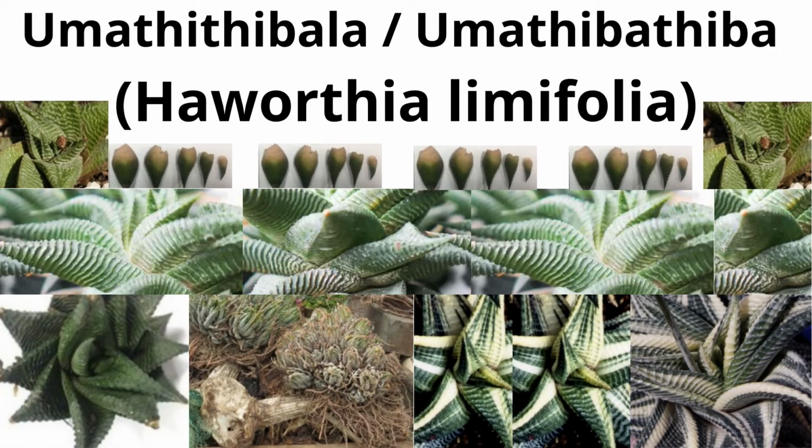Umathithibala grows fast, but only grows up to a very small height. I think the maximum height that it grows up to is 15 centimeters. In places where it grows naturally, it can be found growing in dense clusters. The easiest way to spot this plant is with its leaves and flowers.